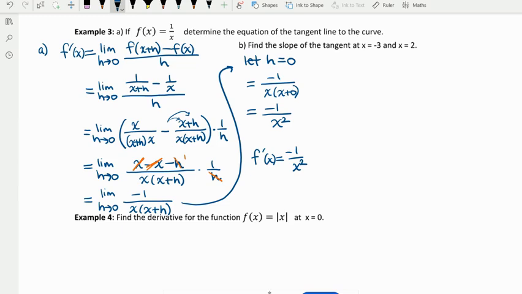Okay, question B. Now I can take it and sub in these numbers, so my derivative at negative 3 would be negative 1 over negative 3 squared, which is negative 1 over 9. My derivative at 2 is negative 1 over 2 squared, which is negative 1 over 4.